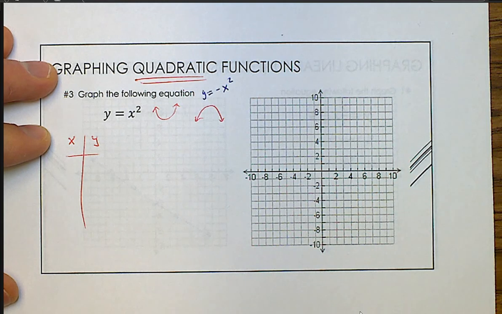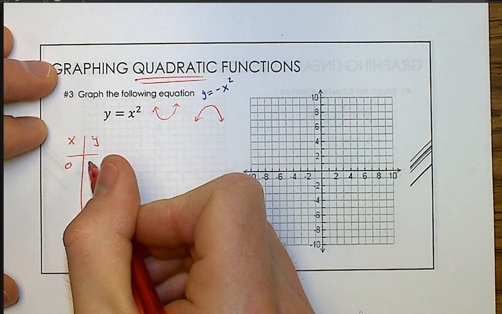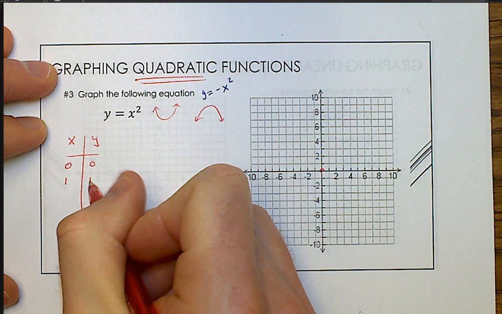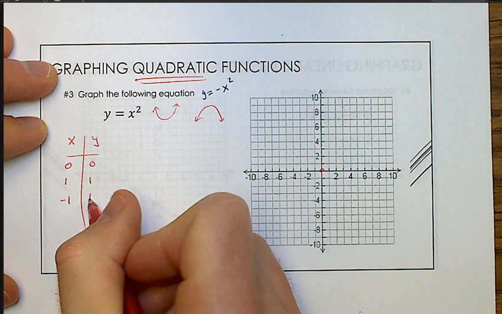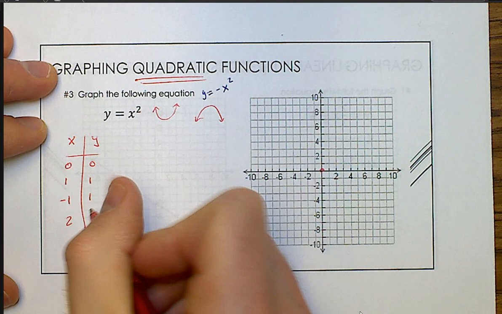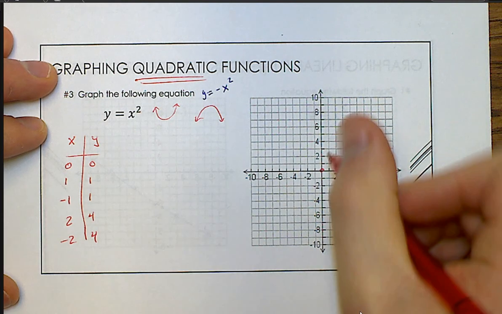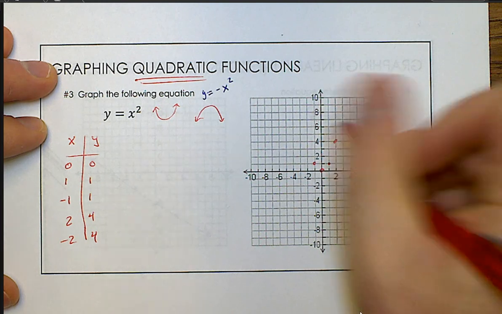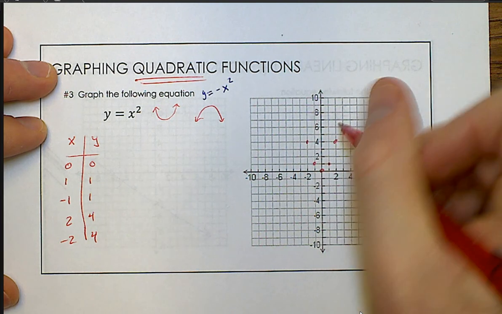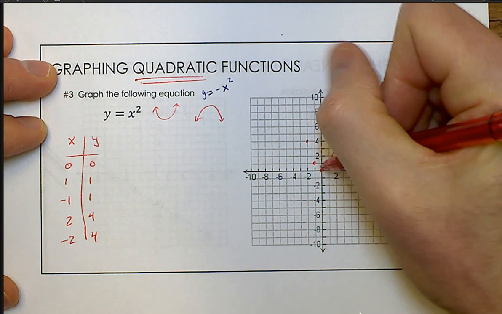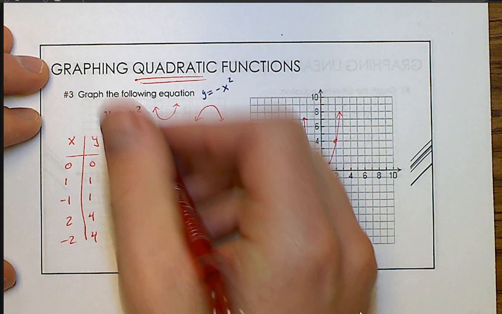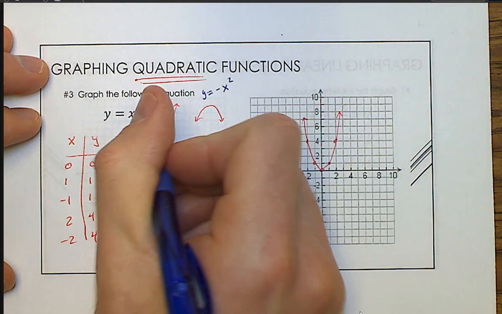We can just pick some points here and make a t-chart. That's usually the most common thing. If we plug in a 0, we get 0 back, so (0, 0). 1 would be 1, -1 would still be 1. We can go 2, and we'd get 4, and we can go -2, and we'd still get 4. So (1, 1), (2, 4), and (-2, 4). And there's our parabola right there. You can pick more points if you'd like, but there's your parabola. We would refer to this as the parent function.